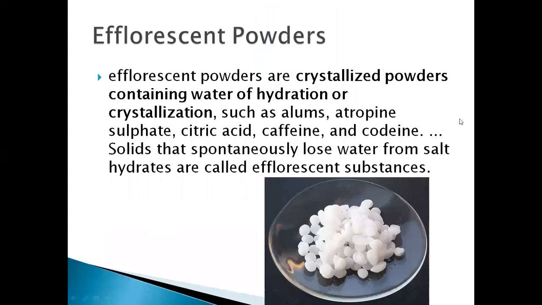Next one, efflorescent powders. Efflorescent powders are nothing but crystallized powders. They look like crystals and mainly contain water of hydration or crystallization. The powders are mainly prepared by a crystallization technique. So what are the materials which can be used for this? Alums, atropine sulfate, citric acid, caffeine and codeine. These can be prepared as efflorescent powders.